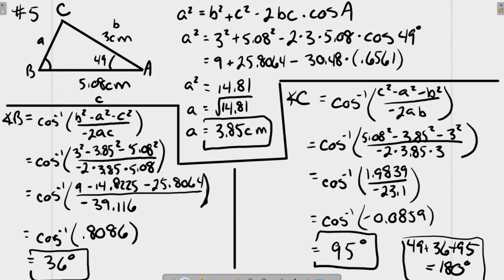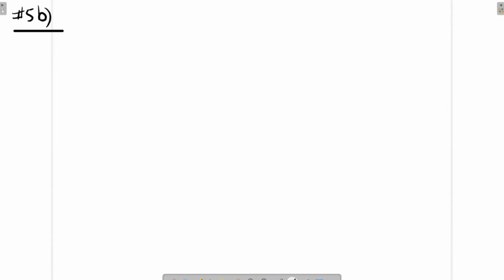We're going to go on to 5B. This time we're given three sides, 12 centimeters, 6.5 centimeters, and 8 centimeters. And we'll go ahead and call this A, and this B, and this side C. So that means this is angle A, this is angle B, and this is angle C.